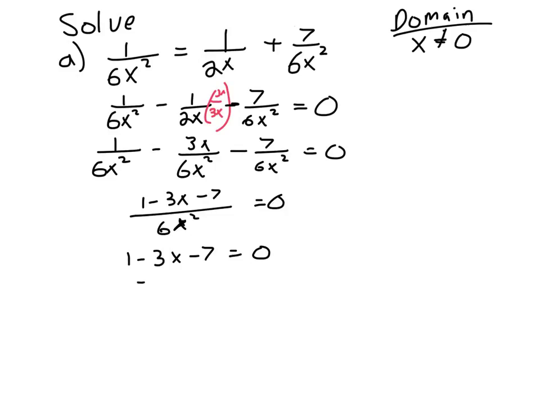So I'm going to combine like terms. I have 1 minus 7, which is negative 6. Then I'm going to add 6 to both sides. I'll have 6 equals negative 3x. And then I'll divide both sides by negative 3, and I'll get x equals negative 2. Okay, and negative 2 is in the domain, right? Because the domain is everything except 0. So it's in the domain, so there you go. There's your solution, negative 2.